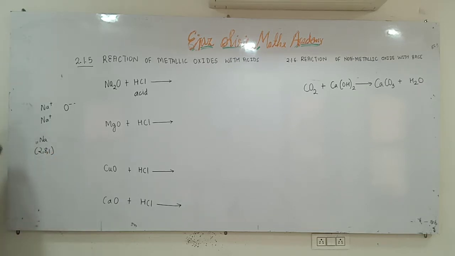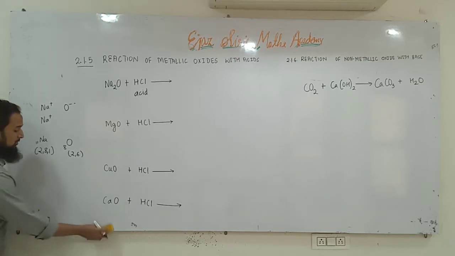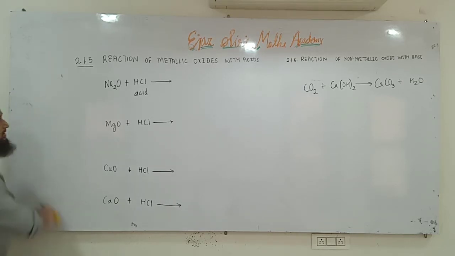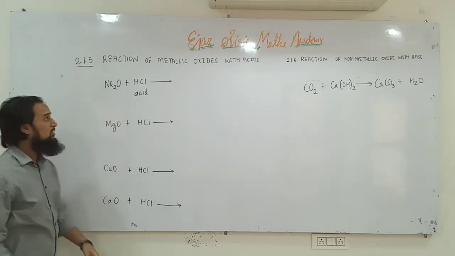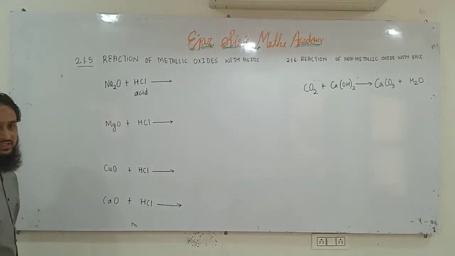Sodium donates 1 electron. That's why sodium has only 1 positive charge on it, and oxygen has atomic number 8. Its electronic configuration is 2, 6 according to the formula 2n square. It needs 2 more electrons to complete the octet, but sodium can give only 1 electron. One sodium atom can give 1 electron, so it requires 2 sodium atoms to give 2 electrons to it. One sodium atom will give 1 electron and the other sodium atom also will give 1 electron. Okay, I hope you understood why sodium oxide is Na2O, why not NaO. Sodium has valency 1 and oxygen has valency 2.